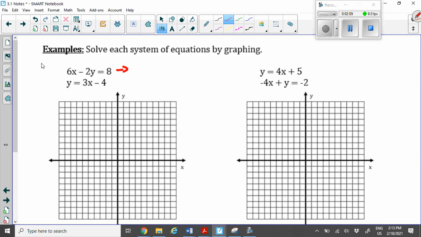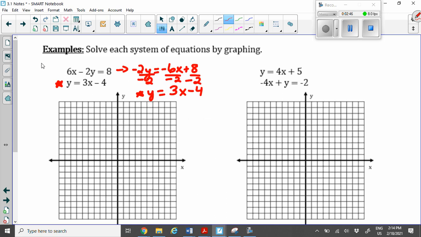is solve for y. So my first thing is, I'm going to subtract 6x from both sides. Now, I put it in front of the 8 because we want to keep it in that form. Now I'm going to divide everything by a negative 2. So divide all of the terms. So now I get y equals negative 6 divided by negative 2 gives us a 3x, and then 8 divided by negative 2 gives us a negative 4. Now, what do you notice about our second equation, which is y equals 3x minus 4, and the first equation we solved for? They are the same exact line.